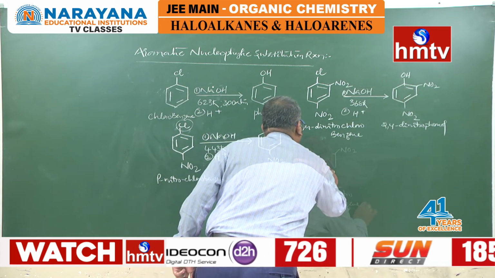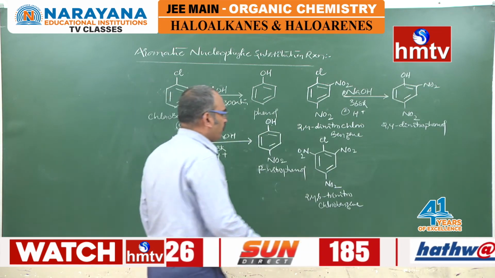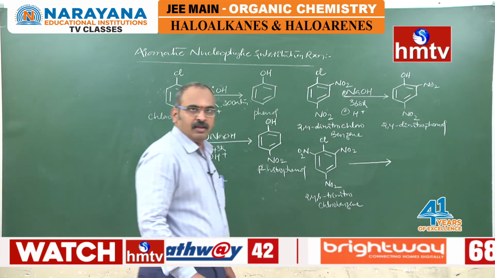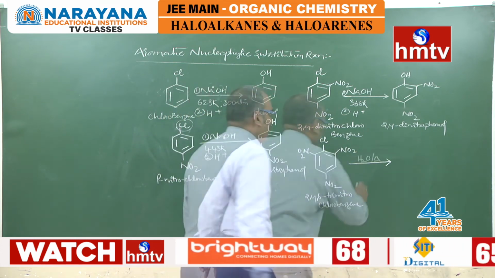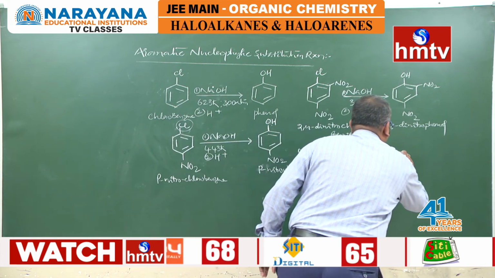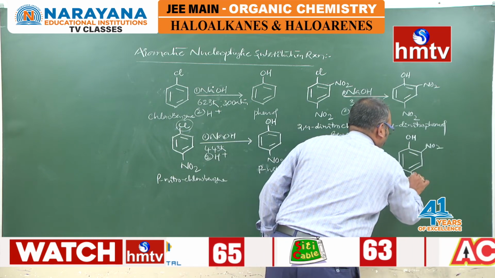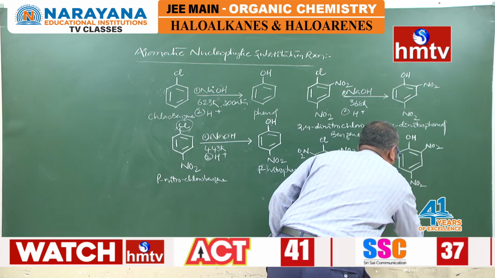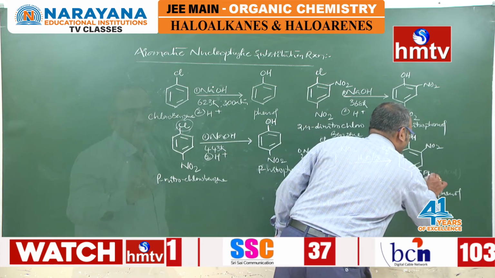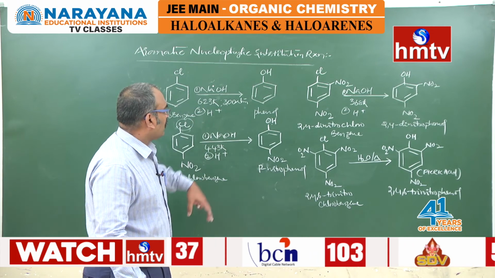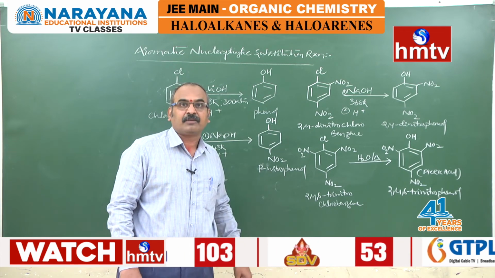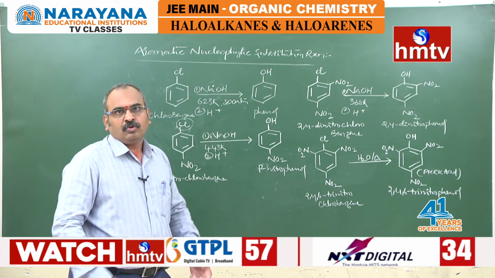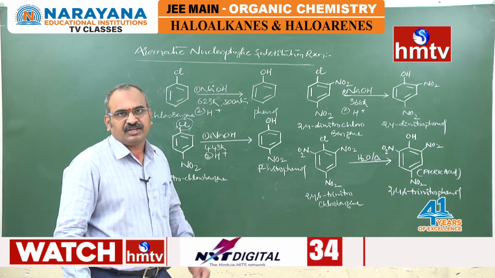If you take 2,4,6-trinitrochlorobenzene, even NaOH is not needed now. Even warm water, hot water, is sufficient to give you 2,4,6-trinitrophenol, called picric acid. So, introduction of electron withdrawing groups at ortho and para positions will ease up the conditions and help you a lot in converting aryl halide into phenol when treated with aqueous NaOH.